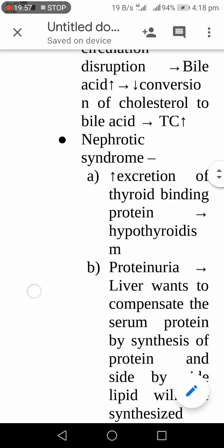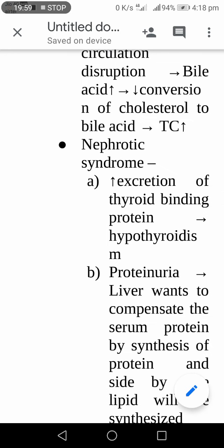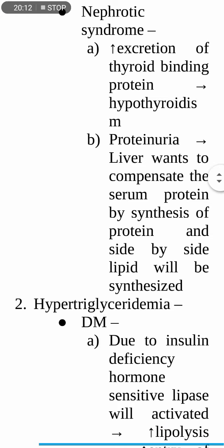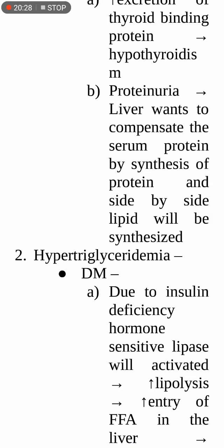Then the third cause is nephrotic syndrome. In nephrotic syndrome, there is an increased excretion of thyroid binding protein, so there is a hypothyroidism. And second, due to the proteinuria, the liver wants to compensate the serum protein level by the synthesis of protein, and side by side there is an increased synthesis of lipid, so there is a hyperlipoproteinemia.